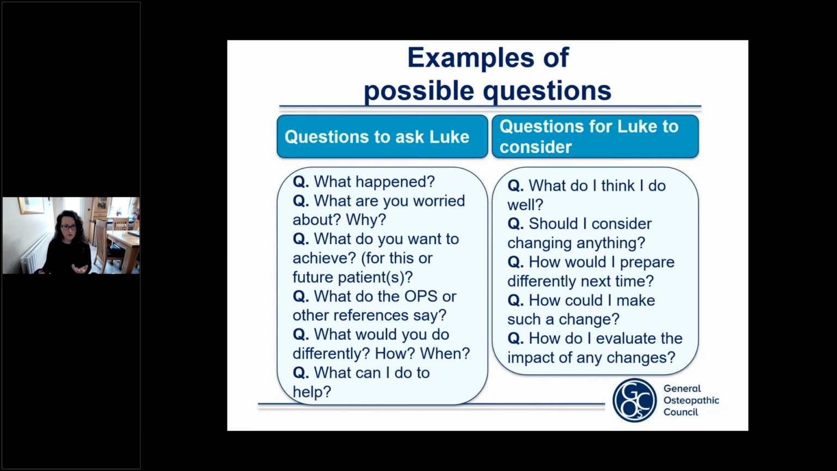And then we've also produced these questions that you could role play, questions to ask Luke: what happened? What are you worried about? And then if you pretend that you're Luke: what do I think I did well? How could I make a change? What would I do differently next time? So just to help you familiarize yourself with the process.